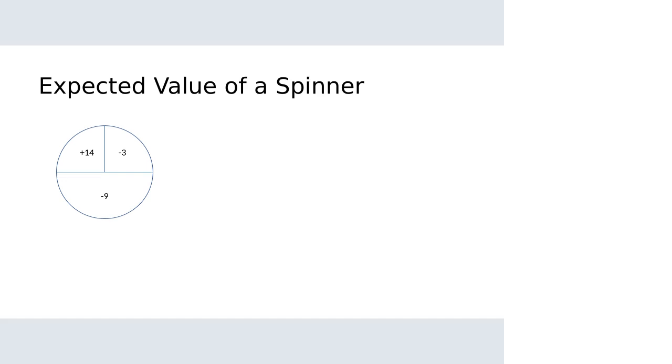Expected value. If we want the expected value of this spinner, what we'll do is we'll use the formula for expected value, which is we have results and probabilities. So, it's probability of outcome number 1 multiplied by whatever result number 1 might be, plus probability of result number 2 multiplied by whatever result number 2 might be. And then we do that until we get to the end.